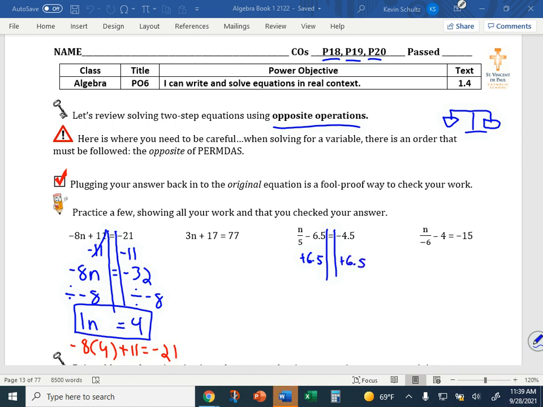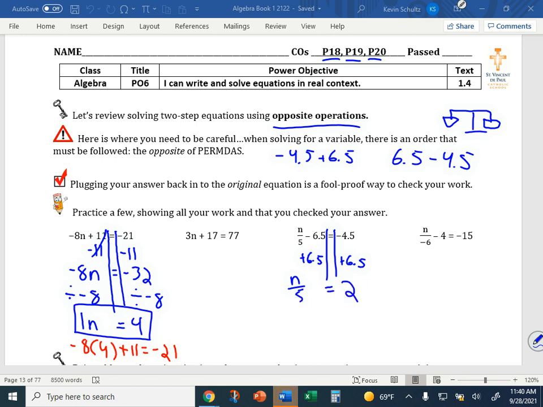Okay? And if you're sitting there thinking, well, gosh, I don't know what negative 4.5 plus 6.5 is. Remember, we can reverse the order of those as long as we keep the signs the same. Negative 4.5 plus 6.5 is the same thing as positive 6.5 minus 4.5, which might be a little bit easier to do in your head. They mean the same thing. Okay? And what do we get? What is negative 4.5 plus 6.5? 2. Okay? So now we have n divided by 5 equals 2.